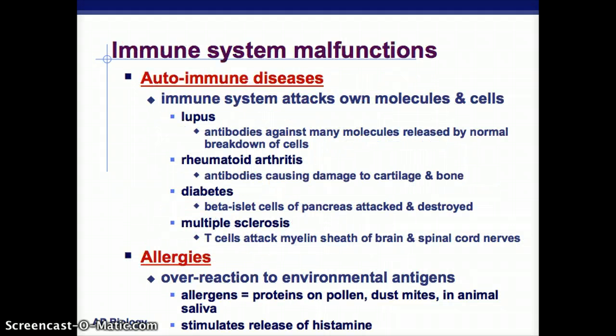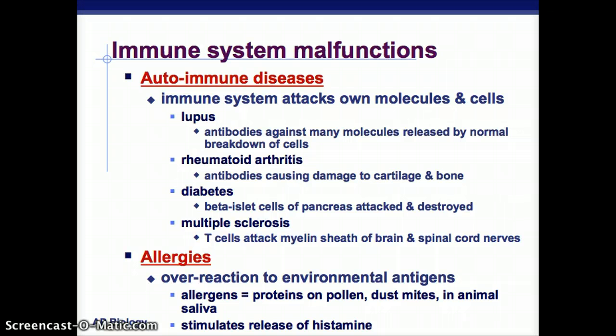Some other immune system malfunctions are things like autoimmune diseases, where the immune system attacks its own molecules and cells, like lupus. The antibodies against many molecules are released by the normal breakdown of cells. Or rheumatoid arthritis. The antibodies cause damage to our cartilage or bone, or diabetes, or even multiple sclerosis.